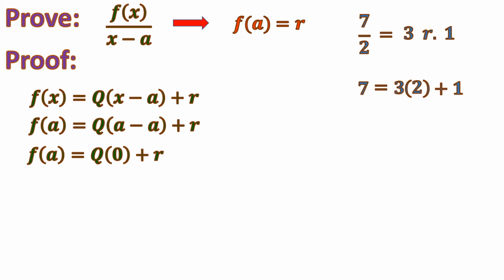So 0 times q, or 0 times any number, is 0. Then 0 plus r, or 0 plus any number, is just itself. And here we go, we have f of a is equal to r. That means if you substitute the a into any polynomial, you will always get the remainder. So this proves that the theorem is true for any polynomial when divided by a binomial.